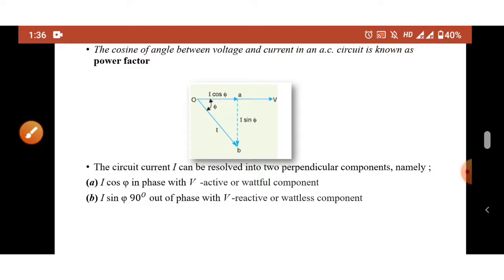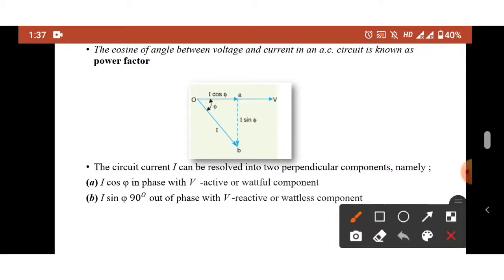In order to improve the power factor, we have to reduce the reactive or wattless component I sin phi. If the reactive component I sin phi is small, then angle phi will get reduced so that we can improve power factor. So for smaller reactive component, higher will be the power factor.